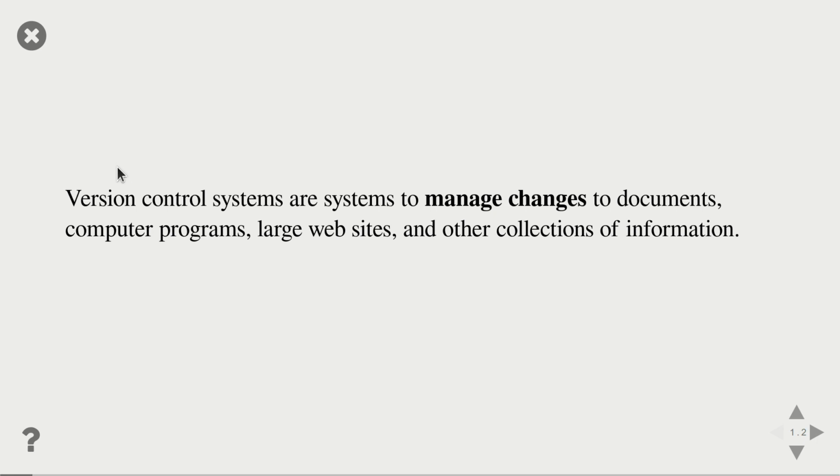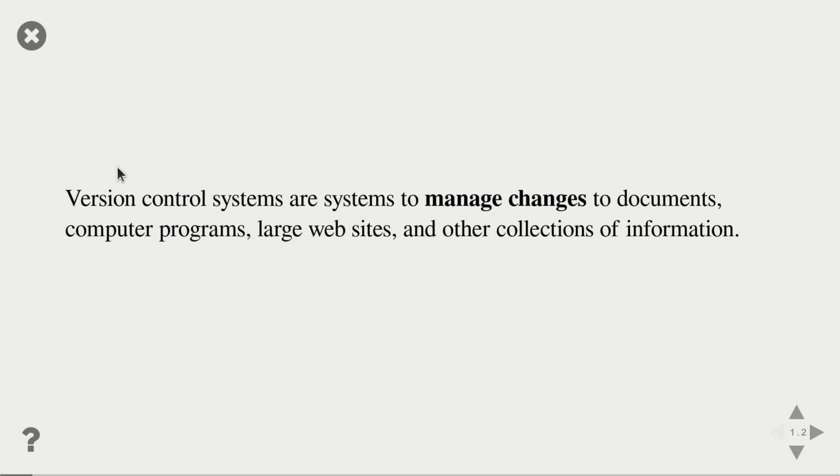So Git is a version control system. First we need to talk about what a version control system is. It's a software system to manage changes in documents. These documents could be text files, but they could also be computer programs. In many cases, they are computer programs. They could be large websites and other collections of information.